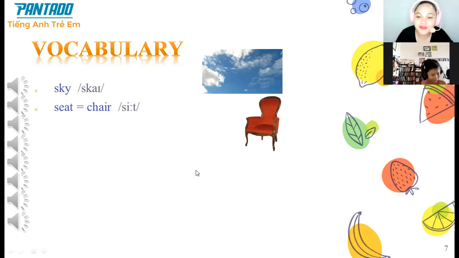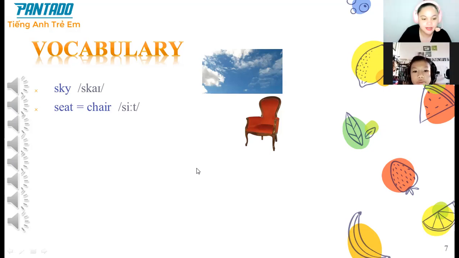How about in your living room? Have you got any chairs in your living room? Yes. How many? One long chair and four short chairs. Oh, okay, very good. So what's the color of your chairs? It's brown. Okay, very good.